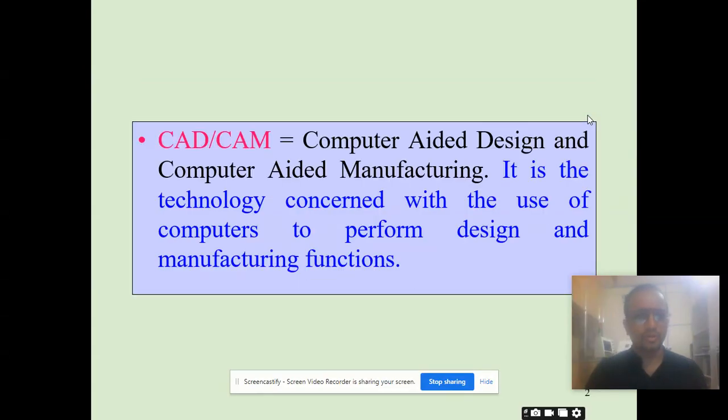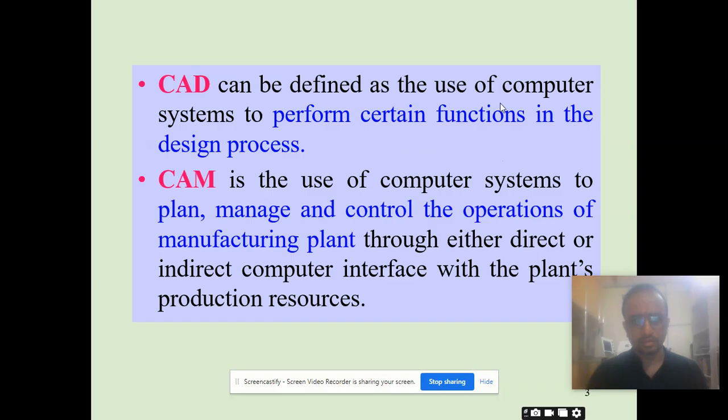So we'll first understand what is CAD and CAM. Computer aided design and computer aided manufacturing. It is a technology that is concerned with the use of computer to perform design and manufacturing functions. CAD can be defined as use of computer system to perform certain functions in the design process, whereas CAM is the use of computer system to plan, manage, and control the operation of manufacturing plants through either direct or indirect computer interface with the plant production resources.